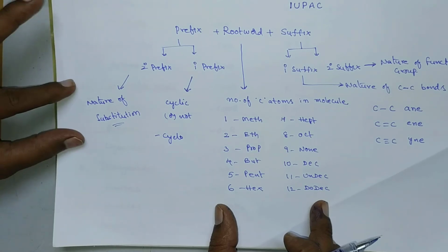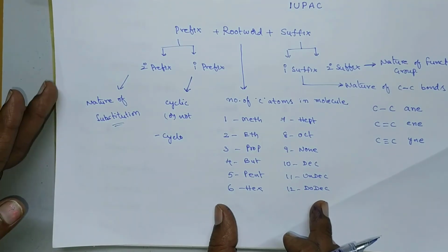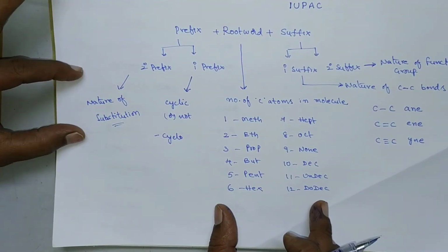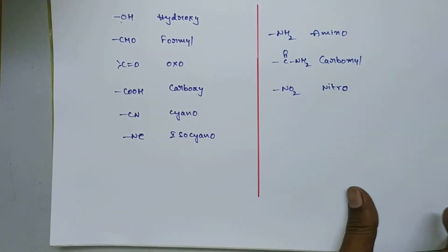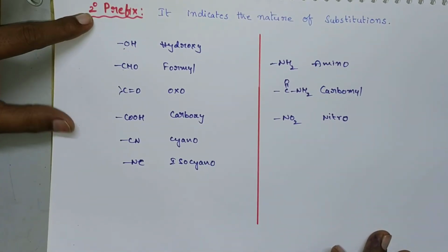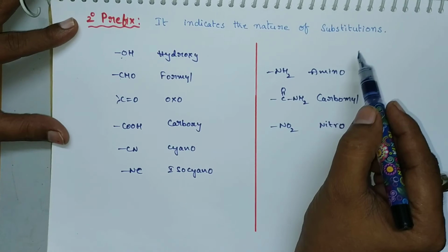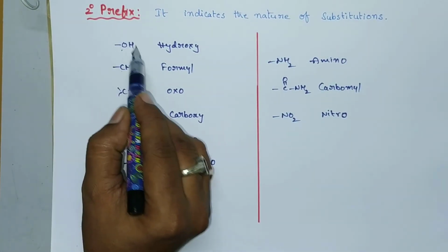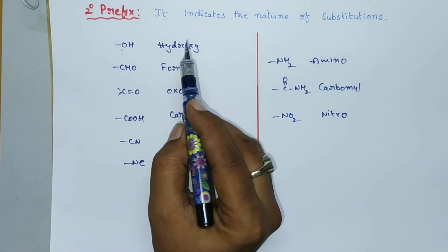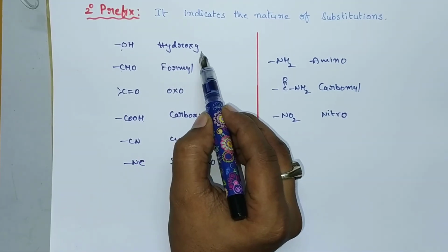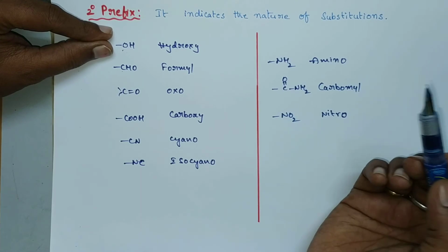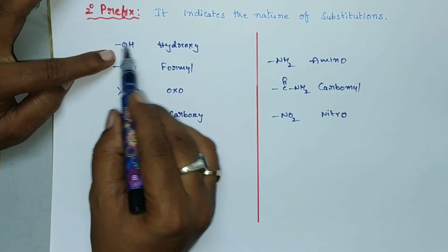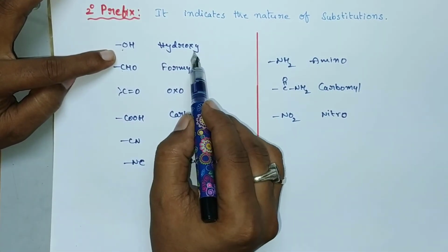So the substitution should be fixed before the primary prefix. What are the substitutions, and how should we call them? Let us discuss. Here I am giving you some more substitutions. Suppose any OH is present as a substitution, then we call it hydroxy. If the OH is present as the functional group, then we should call it "ol". If it is present as a substitution, then we call it hydroxy.